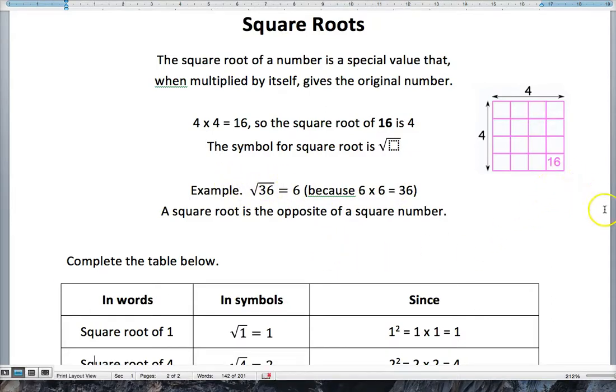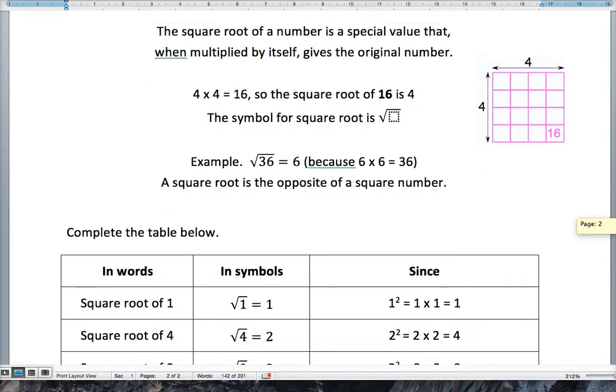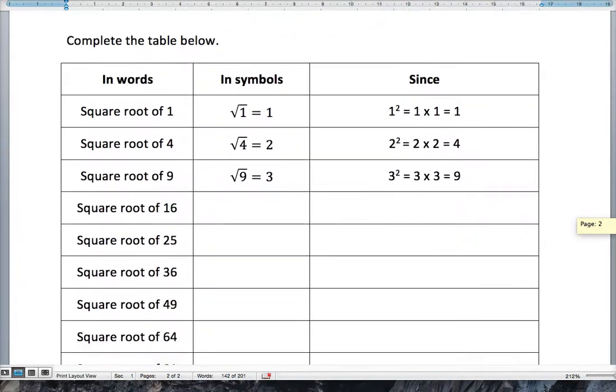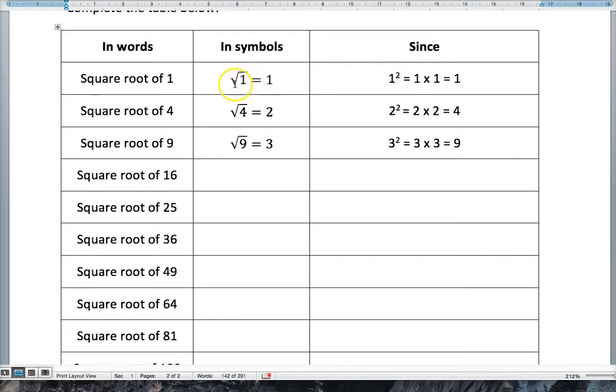Now in this table down here, we're just going to look at the first few square roots. So this is the symbol for square root. Square root of 1 means what times what gives me 1? Well, 1 times 1 is 1, so the square root of 1 is 1. The square root of 4. What times what equals 4? We know that 2 times 2 is 4, so the square root of 4 is 2.